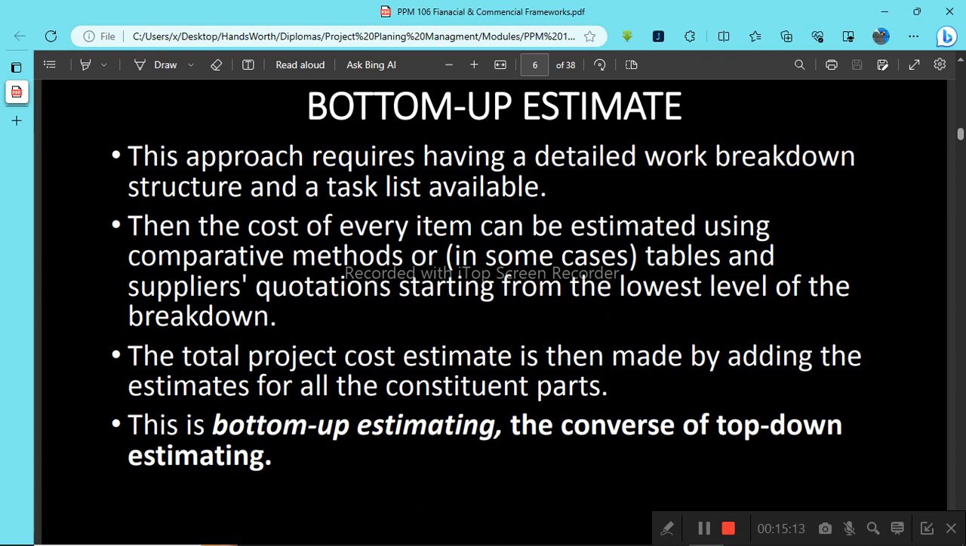Then from there, you begin to make cost estimates for each and every activity that you have listed down. Once you make estimates of each activity, you can find the total cost estimate for your project by adding the estimates of each activity that you have estimated and listed down. This process is what is known as bottom-up estimation, and it is simply the converse or the opposite of top-down estimation.